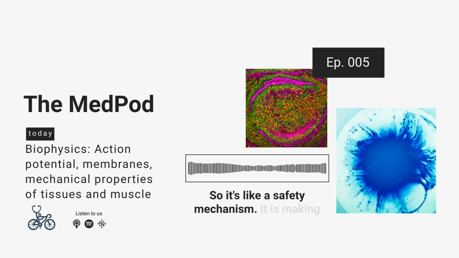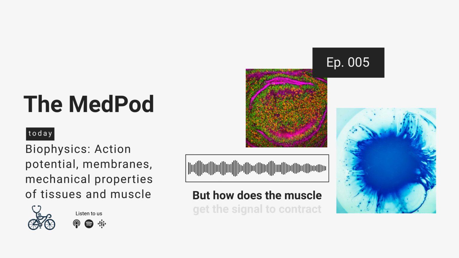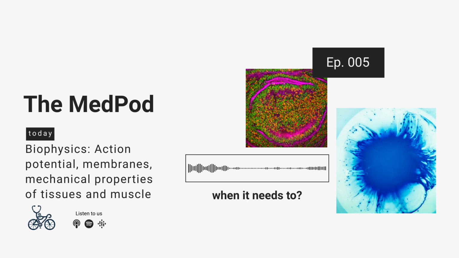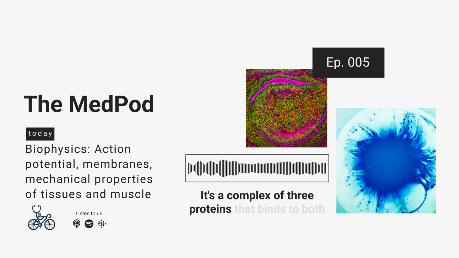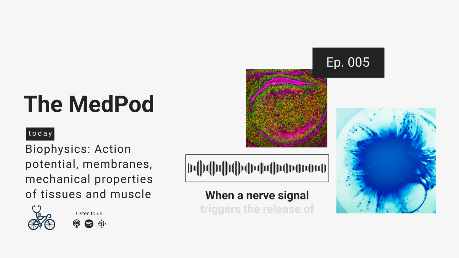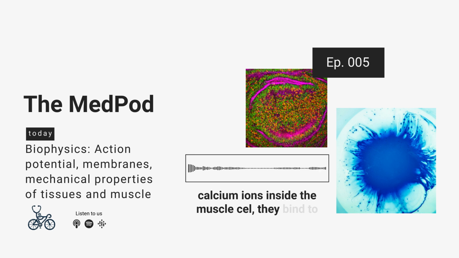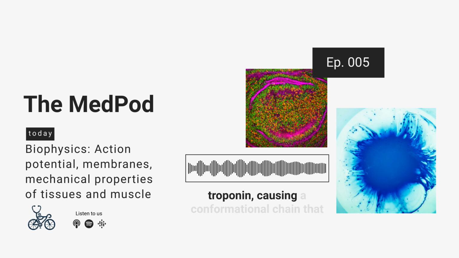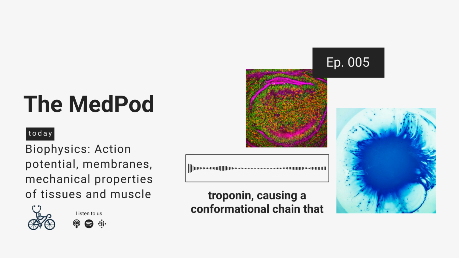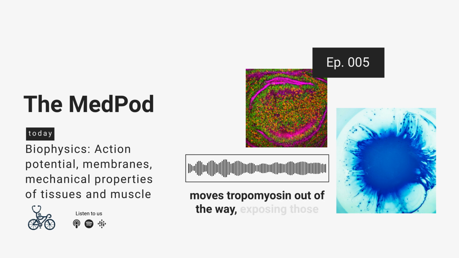So it's like a safety mechanism, making sure that the muscles aren't contracting all the time. Exactly. But how does the muscle get the signal to contract when it needs to? That's where troponin comes in. It's a complex of 3 proteins that binds to both tropomyosin and calcium ions. When a nerve signal triggers the release of calcium ions inside the muscle cell, they bind to troponin, causing a conformational change that moves tropomyosin out of the way, exposing those myosin binding sites on actin.